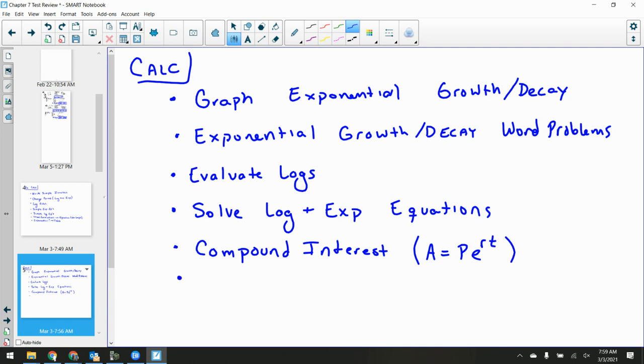There are some half-life problems. And that is N of T equals N sub O, E to the negative KT.